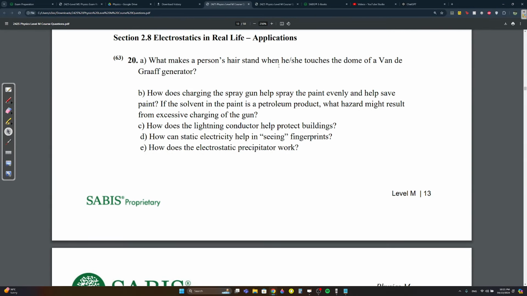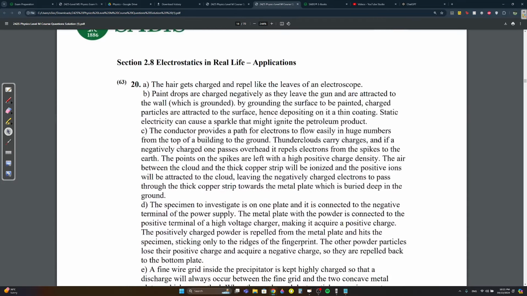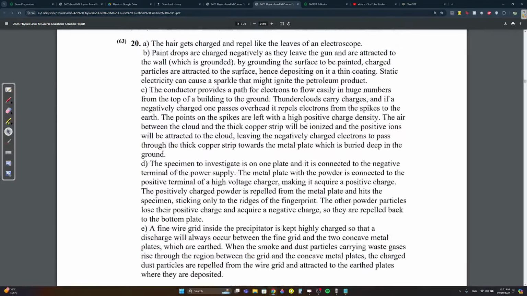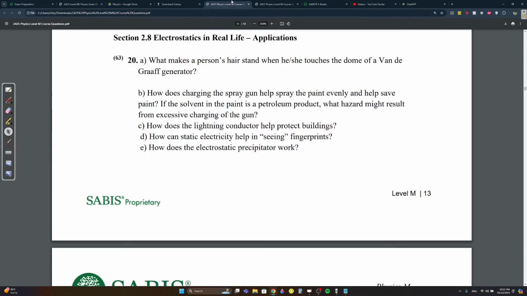What makes a person's hair stand up when he or she touches the dome of a Van de Graaff? The hair gets charged and repels like the leaves of an electroscope. Okay, that's pretty much it. They're all going to repel each other. Will your hair be positive or negative? It will be positive. Actually, the Van de Graaff releases positive charge, so this is also going to be positive, positive, positive, positive. They're all positive, so they're all going to repel.